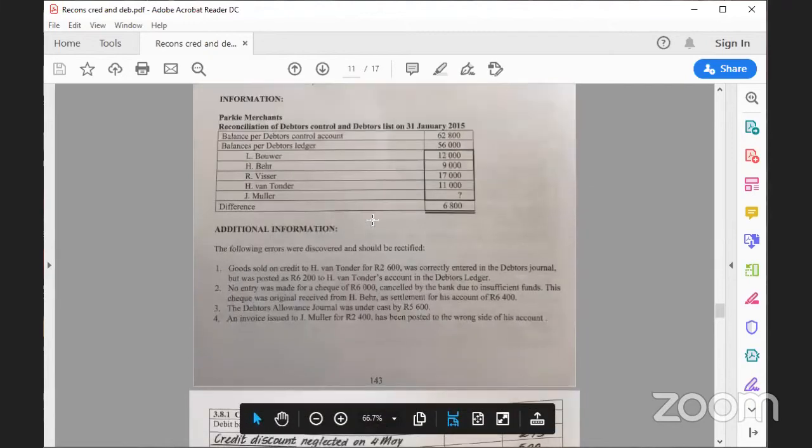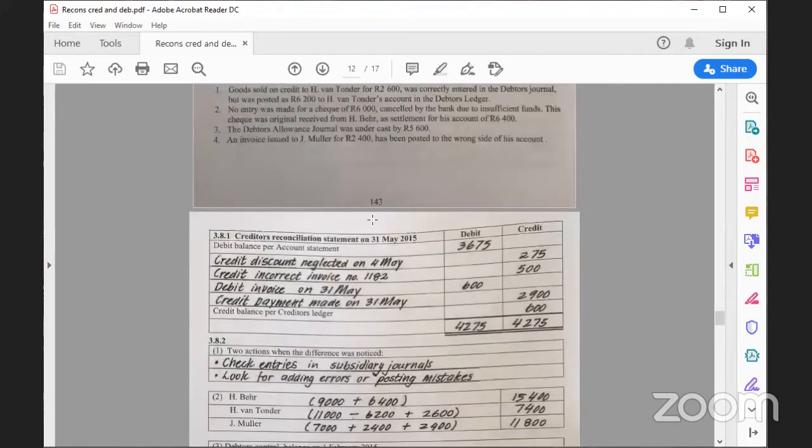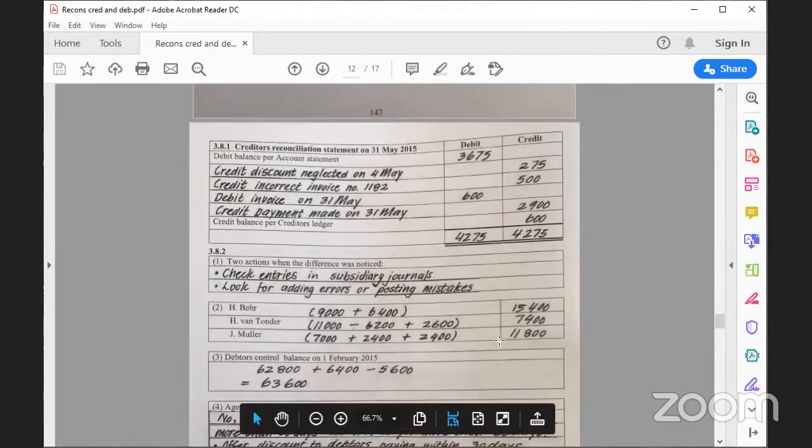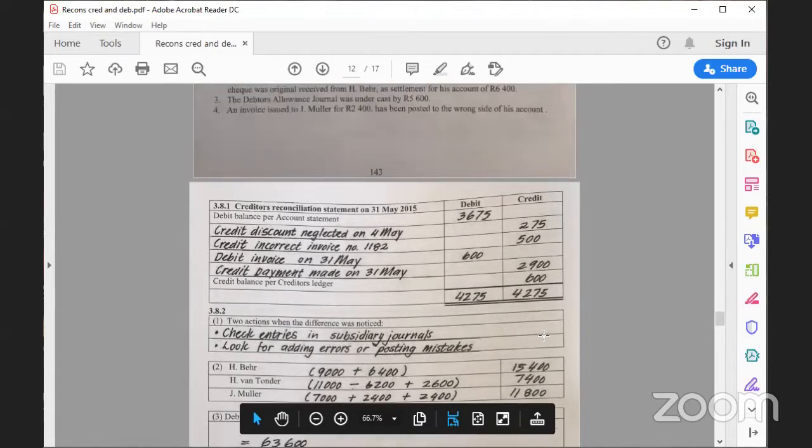And then my 7,000 Rand was obviously incorrect from the start. So then that's how I got to 11,800.